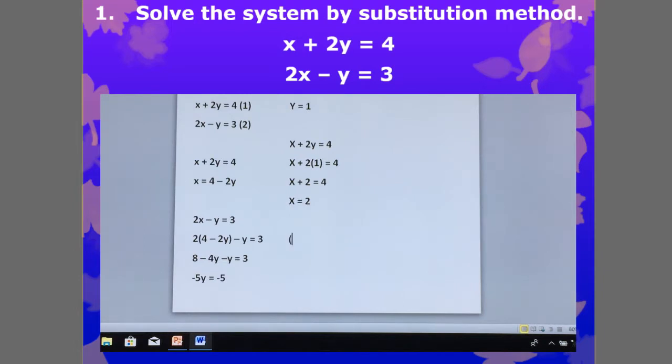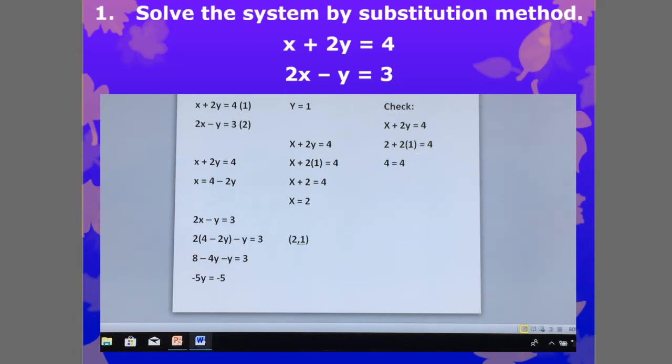What value of x and y did you get? x is 2 and y is 1. Let's check. Equation 1. x plus 2y equals 4. Our x is 2 plus 2, our y is 1, equals 4. So 2 times 1 is 2, plus 2 is 4. So we have 4 equals 4.